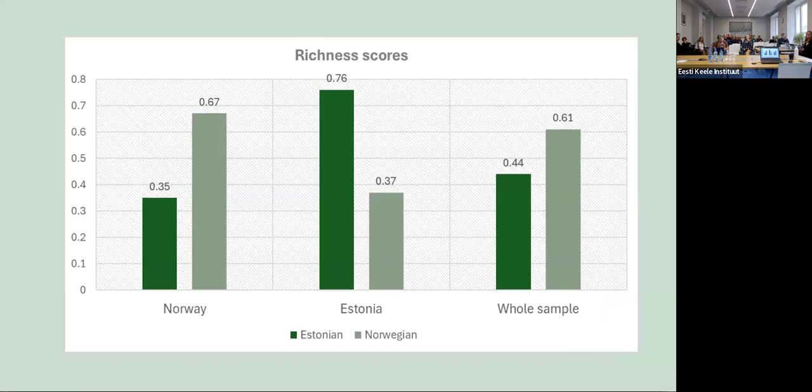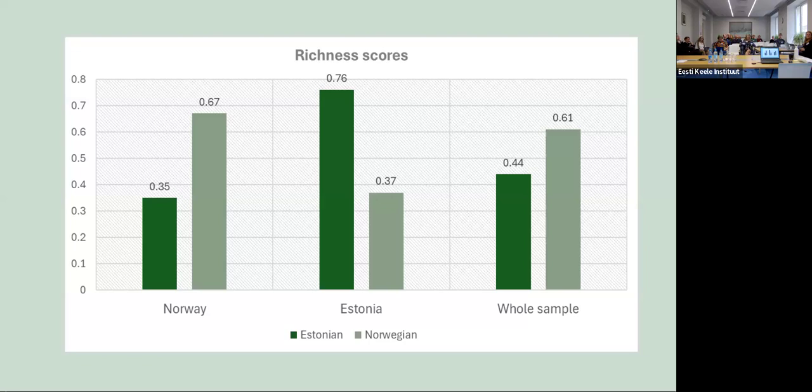Moving on to exposure quality. So the richness scores, which are not a proportion, unlike the quantity measures. We see this quite expected mirrored image between children living in Norway having quite a low score for Estonian richness and a much higher score for Norwegian richness. And kids in Estonia having the mirrored results with very diverse Estonian inputs and a less diverse Norwegian input. So quite expectedly, this does mirror the environment that they live in.